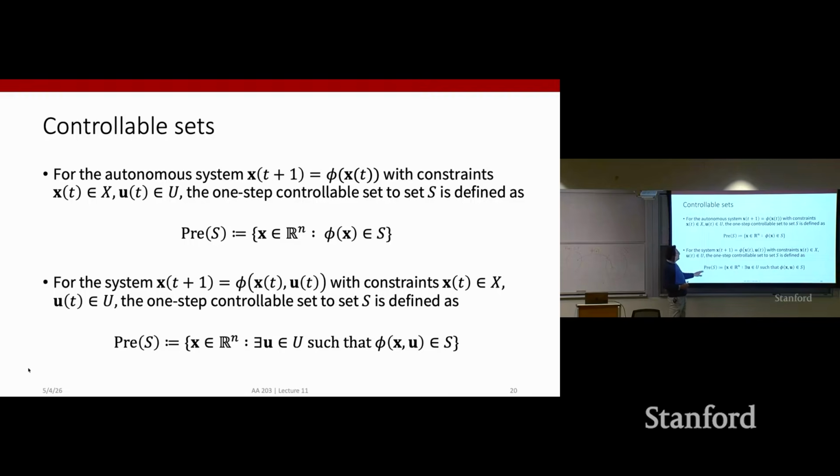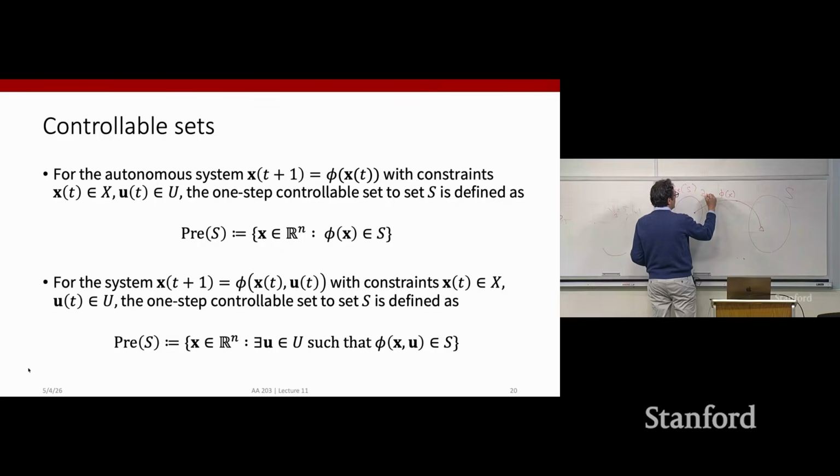The notion of a one-step controllable set extends to the case of a controlled system, where now x_{t+1} is a function of x and u, where the definition is very similar. The only difference is that now we define the one-step controllable set as the set of states for which there exists a u, such that a one-step application of our dynamics leads us into S. So there exists a u such that f(x, u) leads me into S in one step. Okay, that's just a definition.